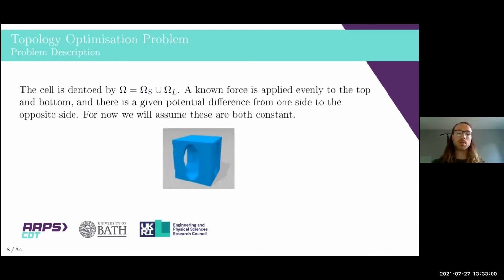So the actual problem description, if we begin by denoting our matrix cell by sigma, which is a combination of sigma S, which is the solid phase, and sigma L, which is our liquid phase. We assume there's a known force applied evenly to the top and the bottom, and there's a given potential difference from one side to the other. It doesn't really matter which side we say, because if it's discharging and charging, it's going to come from both directions. For now, for simplicity, we'll assume both of these are constant.